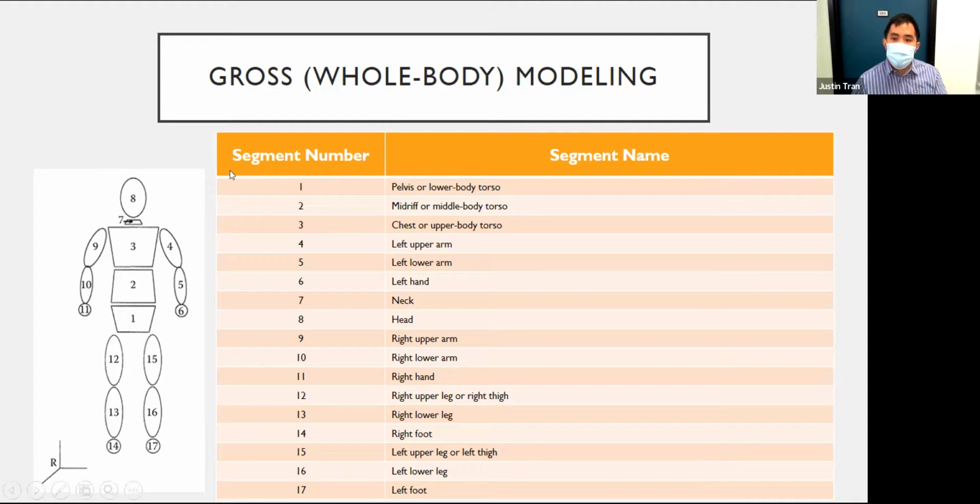Number 1 is the pelvis, 2 is the midriff or the mid-torso, 3 is the chest, and then from there we go down the arms. We have the left upper arm, the left lower arm, the left hand, and then we go up to the neck and the head, 7 and 8. The numbers aren't that important for this. What's more important here are just the names of the different sections. I've numbered them just to make it easier to label and to make a figure out of it. But just think of them as those parts of the body that you already understand.